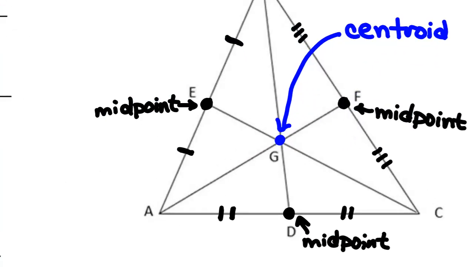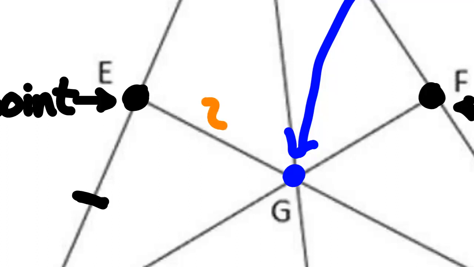Now I want to label my x and my 2x. Remember, from the centroid to a midpoint gets labeled as x. That's the short segment. So from E to G would be x. From the centroid to the vertex would get labeled with what? 2x.